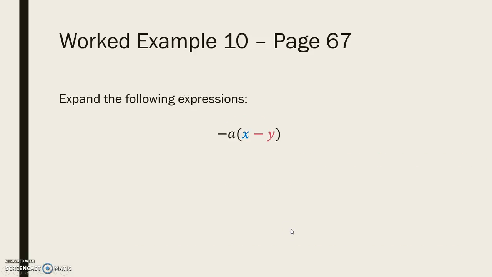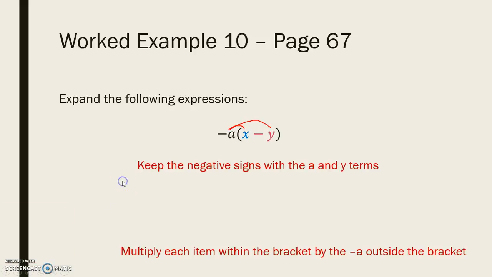So let's have a look at the third example. This time we've got a couple of negatives. Same as before, that negative outside there is linked with the a. I'm going to multiply negative a by x and negative y by negative a. So negative a times x plus negative a times negative y is negative ax, and this here should be plus ay, because negative times negative is positive.